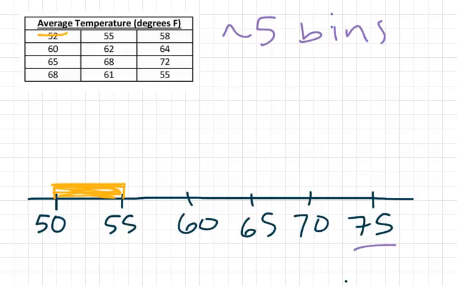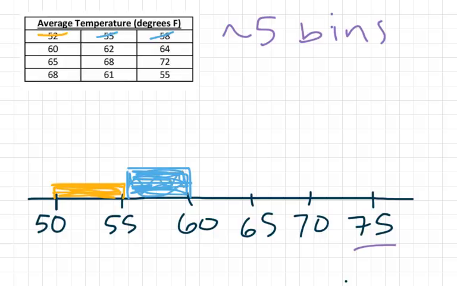Next, let's take a look at the bin of 55 to 59. So here's 55, 58. What else is between 55 and 60? It looks like just those two. So this bin is going to have a height of 2. 1 and 2.